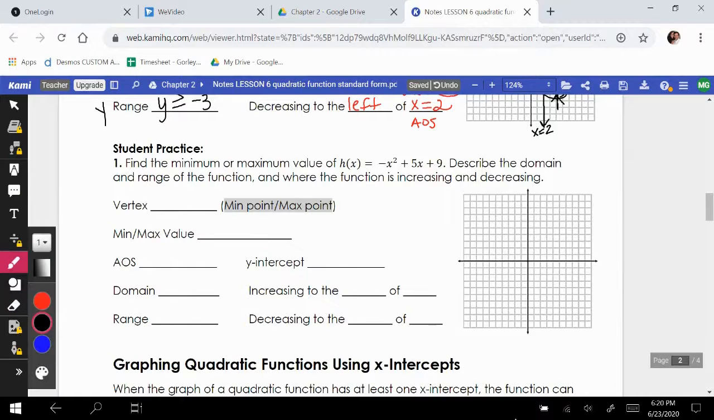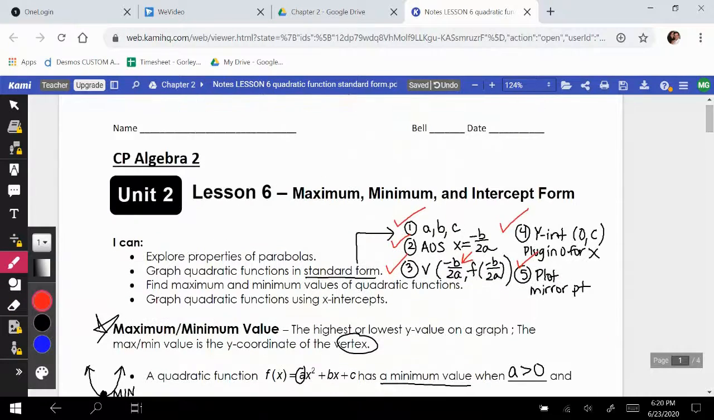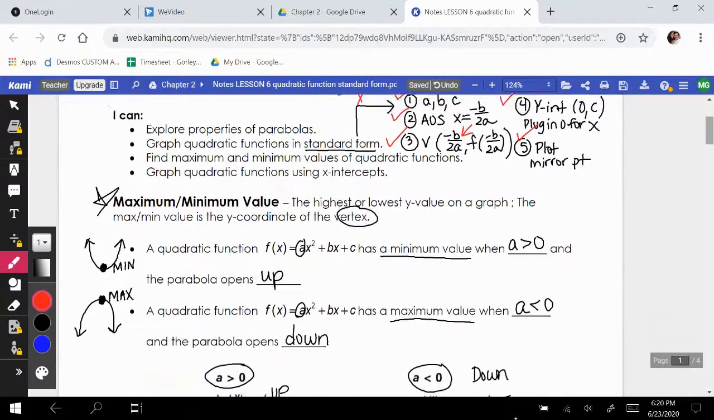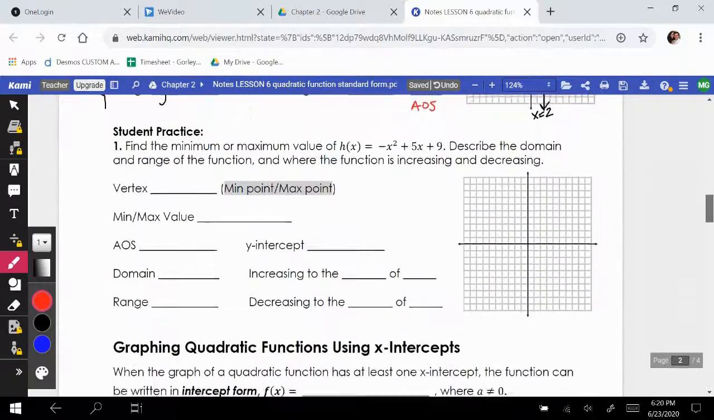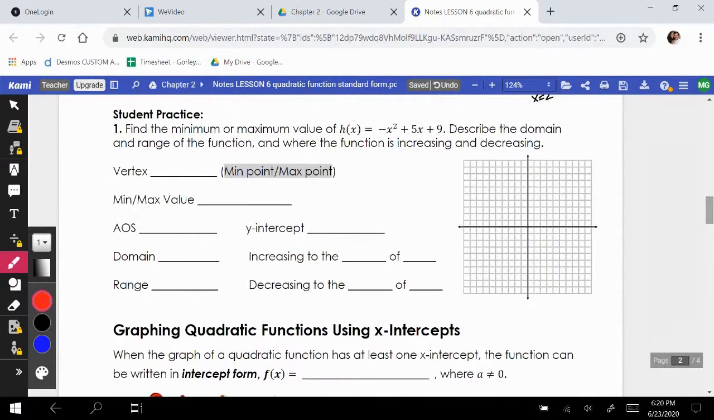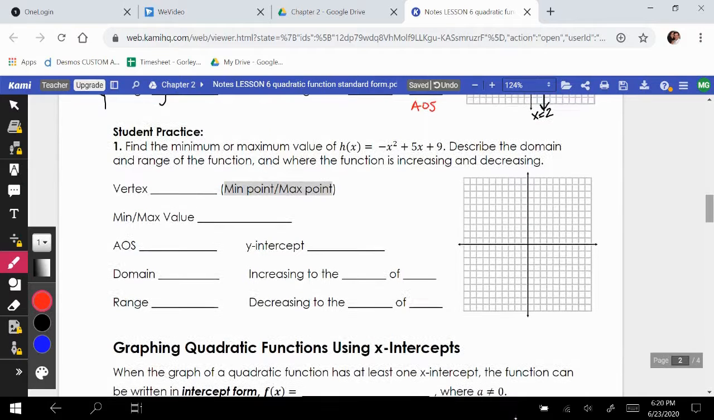Okay, so again, let's go through the 5 steps for standard form. I'm first going to identify A, B, and C, and then use that to find the axis of symmetry. Okay. So here it looks like my A value is negative 1, my B value is 5, and my C value is 9.